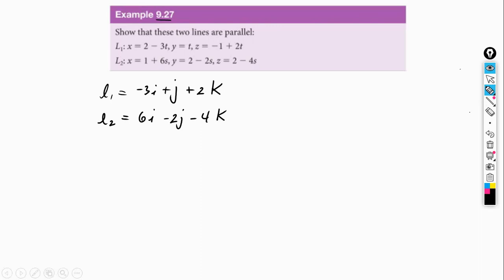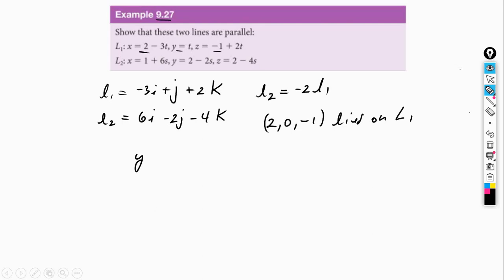Now it is obvious that these two vectors are parallel because notice that L2 is equal to minus 2 times L1. So now what we have to do is find out if they are coincident or if they are parallel. Notice that the point (2, 0, negative 1) lies on line 1. I got that from here: this is the point, with 0 for y and negative 1 for z. Now, what we need to do is find out if this point also lies on line 2.